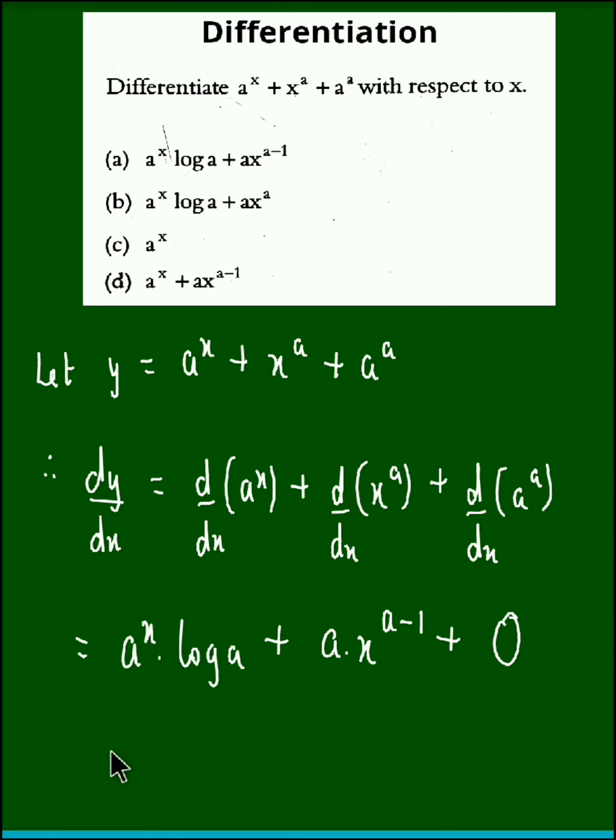So therefore we obtain dy by dx as a raised to x into log a plus a times x raised to a minus 1. And if you look at the options, the answer to this question is option A.